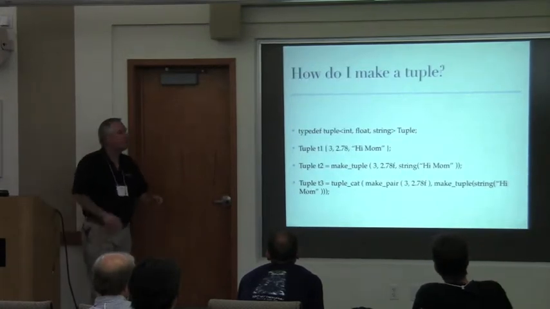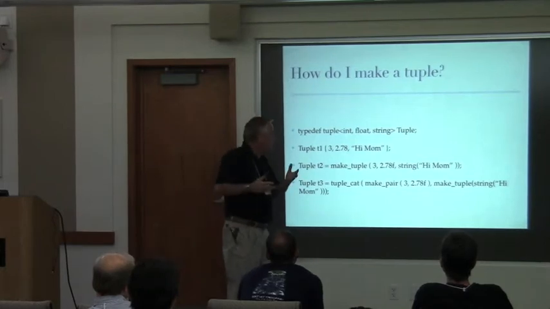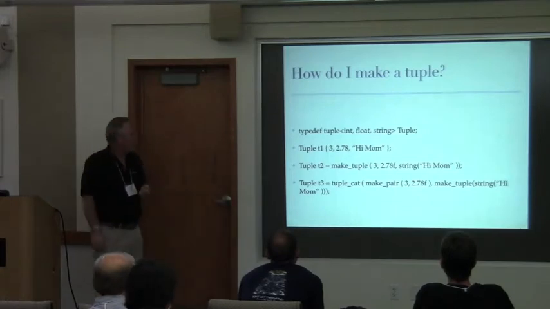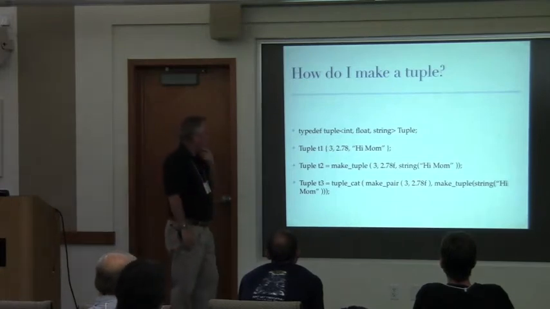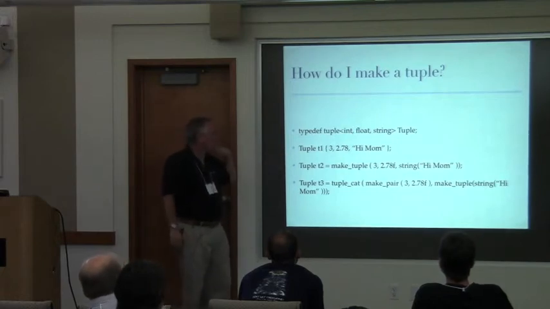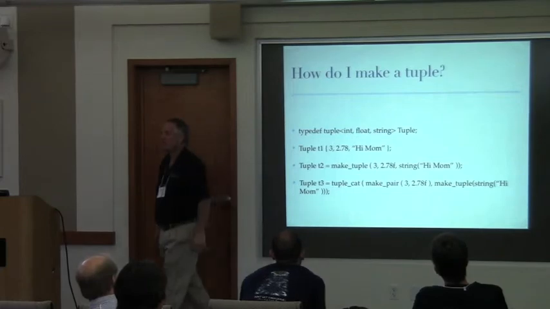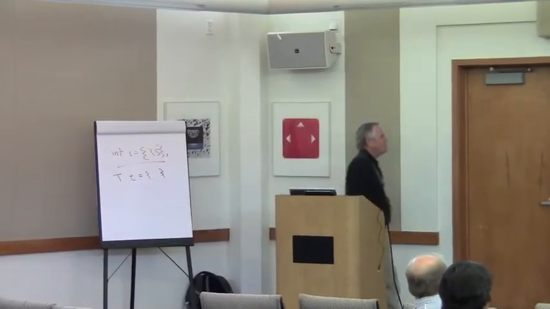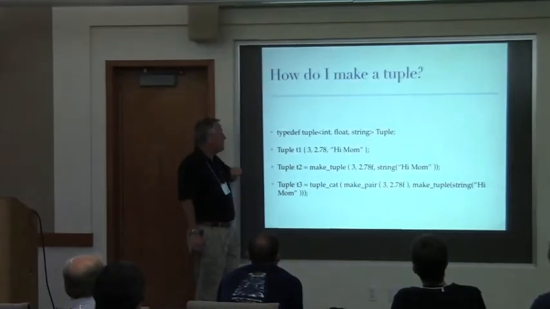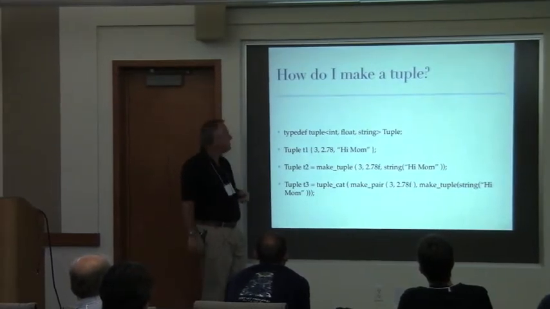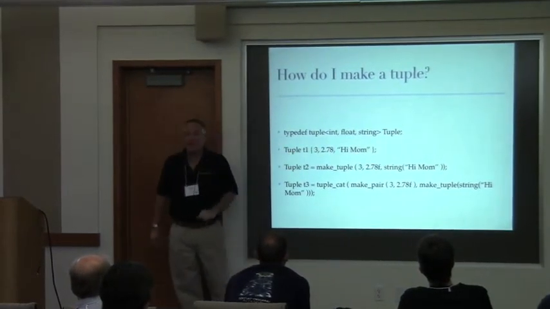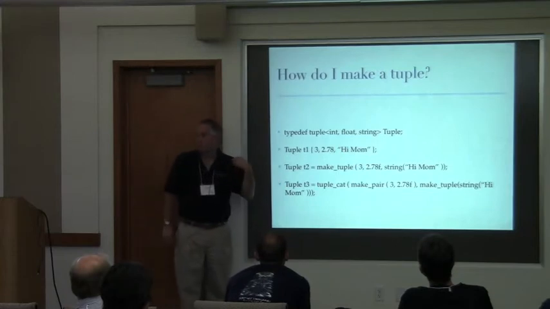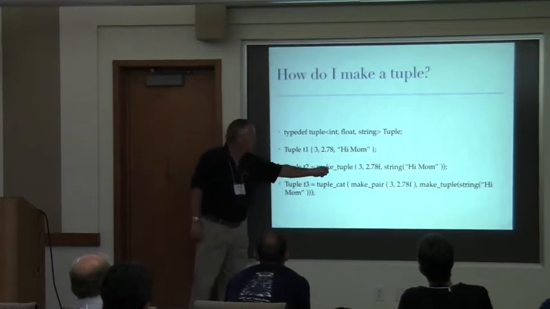Okay, other things. How do I make a tuple? Well, you can just declare one and use brace initialization to make it. In general, I tend to avoid brace initialization because for some reason I end up repeating the types a lot. And brace initialization also has narrowing provisions. You can't narrow, so since I have a float here, this won't actually work. I need an F on 2.78F, because otherwise it will fail to compile and say this is a narrowing conversion. So it's much better to use make_tuple.